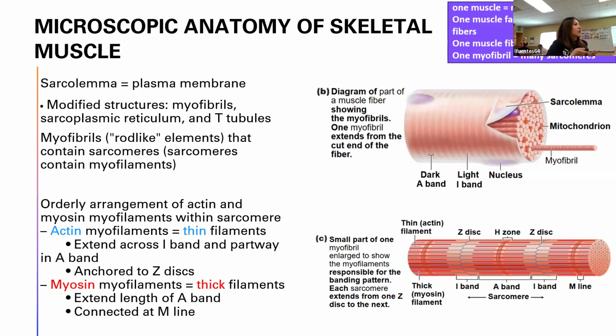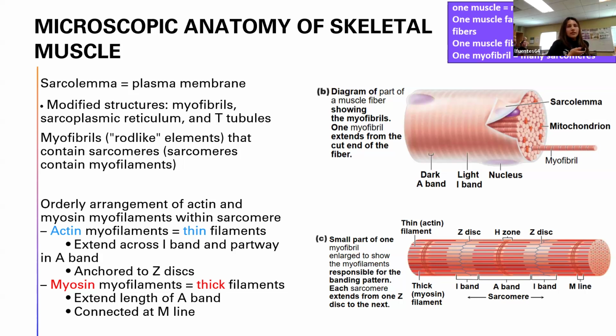So what is this whole structure? Sarcomere. More specifically, oh, a myofibril, yeah. Okay, and then the myosin myofilaments are the thick filaments. These extend the length of the A band and they connect at the M line. So here again, we have the thin actin filament and the thick myosin filament.